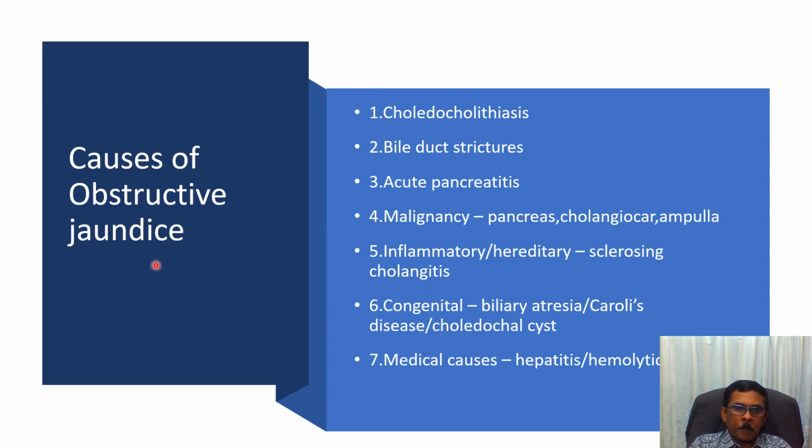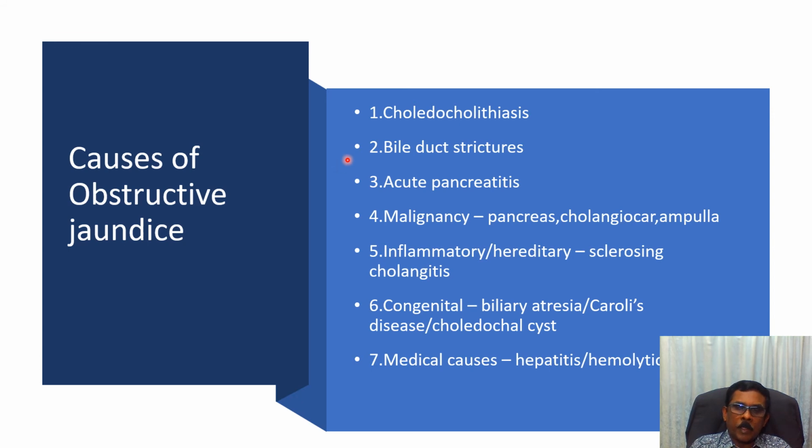And in order to take a good history and do a proper physical examination, you must keep the causes of obstructive jaundice in that particular patient at the back of your mind, and ask questions which are relevant or directly related to these causes in order to come to a definitive diagnosis. First, the most common cause is choledocholithiasis, a stone in the CBD which causes blockage, stasis, and infection of the bile ducts.